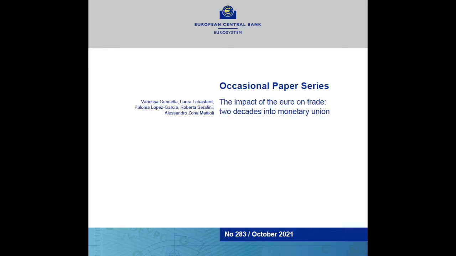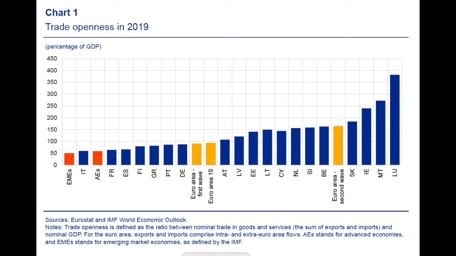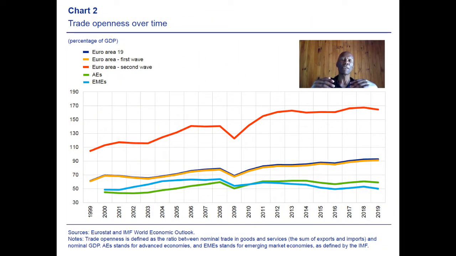In a European Central Bank occasional paper titled, The Impact of the Euro on Trade, 2 Decades into Monetary Union, the authors, Vanessa Gunnella and others, conclude that the euro has been beneficial for members. They say that, and I quote, the model results show that after the introduction of the euro, bilateral exports among the first wave of euro area countries increased by around 5.5% on average between 1995 and 2015, a small but significant positive impact.